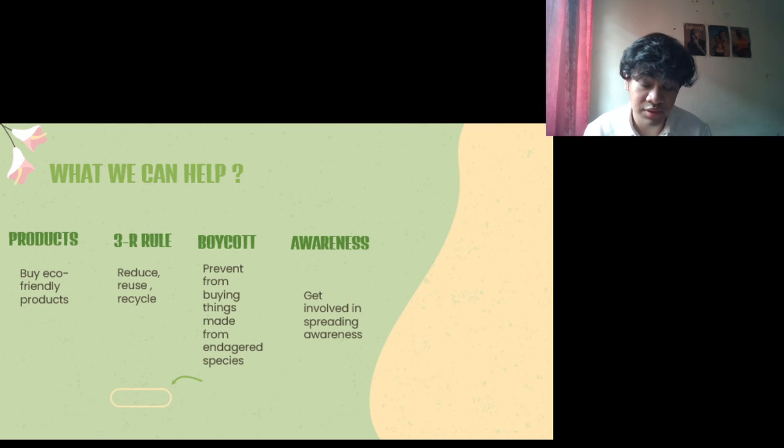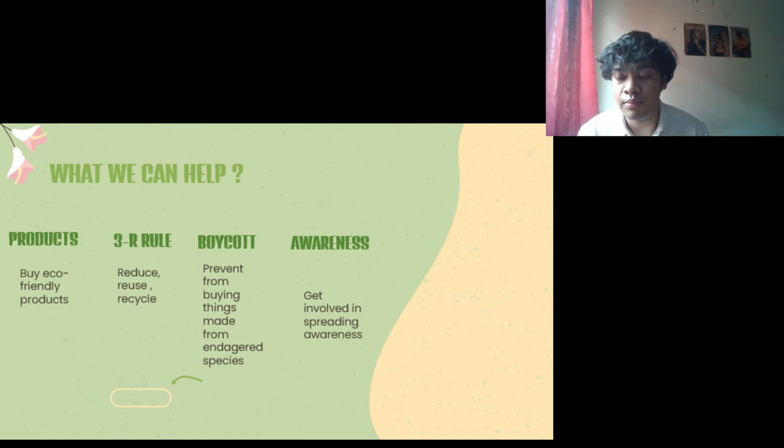And the second one is very important, which is the 3R rule, reduce, reuse, recycle, that should be more implemented in our school system and education so that our students would be more careful towards this topic. The third one is boycott, preventing buying things made from endangered species such as snake skins, bags made of endangered species, and sometimes clothing made of other animal species.